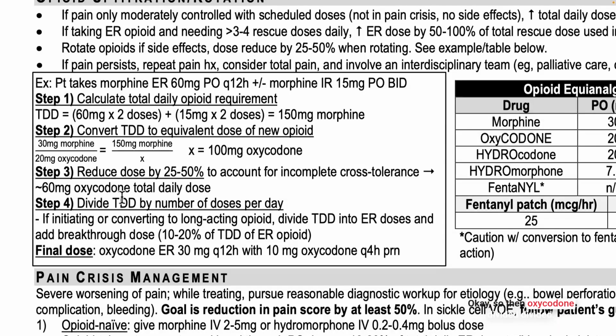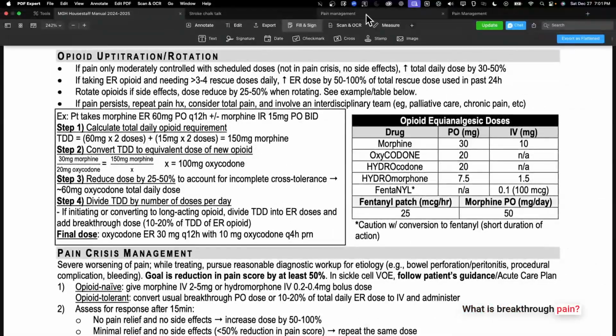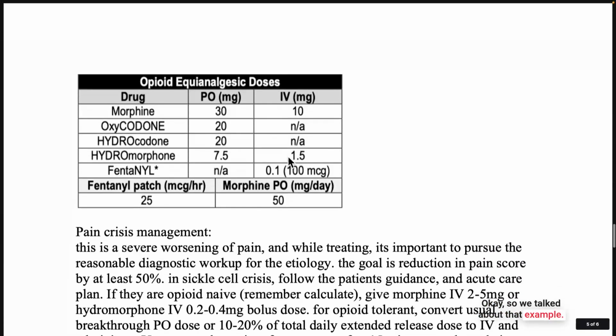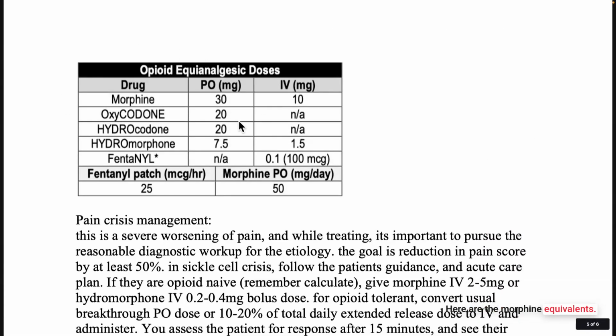Then the oxycodone is divided into extended release and breakthrough pain. So they have 60 milligrams divided into 2: oxycodone extended release 30 milligrams every 12 hours with 10 milligrams oxycodone every 4 hours for breakthrough pain. What is breakthrough pain? Breakthrough pain is an exacerbation of pain that takes place while the patient is on the medication. So we talked about that example. Here are the morphine equivalents, so you can go ahead and pause the video and take a look at this.